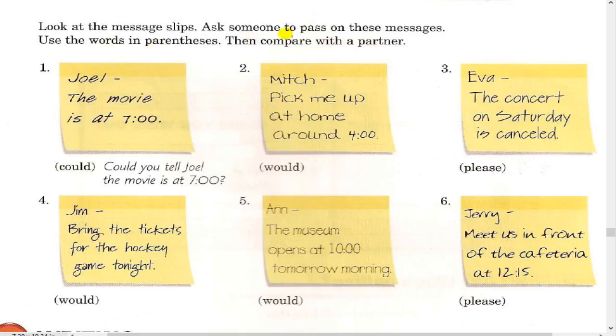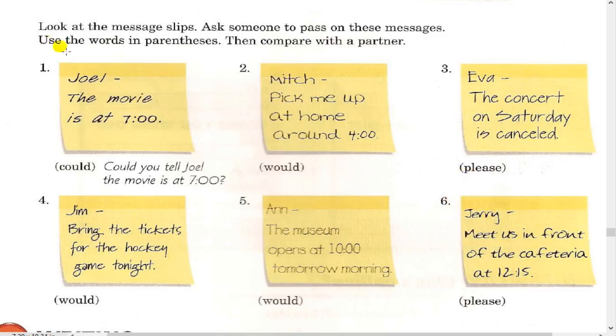Look at the message slips. Ask someone to pass on these messages. Use the words in parentheses, then compare with a partner. In this exercise, we write the message with tell and ask. If the sentence, the movie is at 7 o'clock, is a statement, use the verb tell. If it starts with a verb, like pick me up, this is a request, so I use ask. You have tell, ask, and the name of the person, like Joel, Mitch, Eva, Jem, Anne, Jerry. All of these are names.